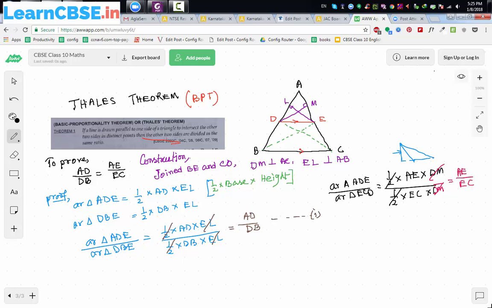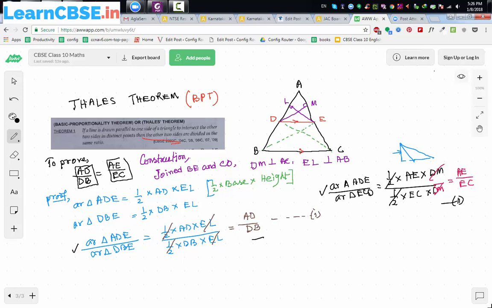AE by EC. Now look, what I need to prove is that AD by DB should be equal to AE by EC, and we already got the ratios. Let's take it as equation number 2. Next, I need to prove that the first and the second are equal. The left hand side of the first equation and the left hand side of the second equation should be equal. Then only I can say that AD by DB is equal to AE by EC. We have the numerators the same, so I just need to show that their denominators are the same.